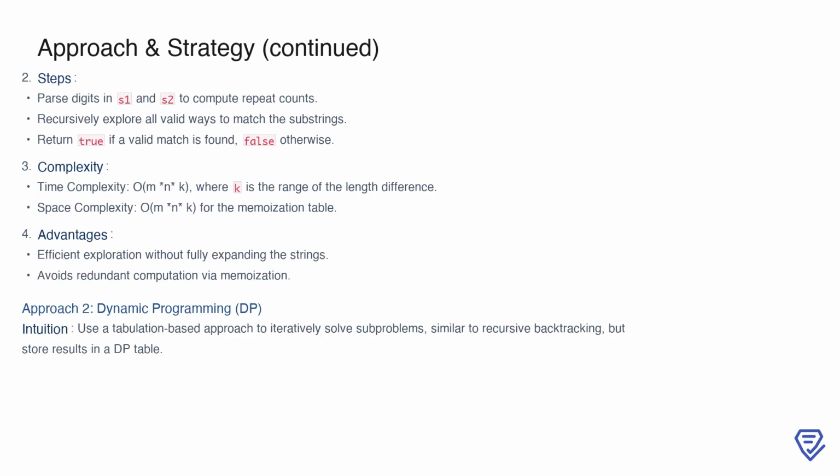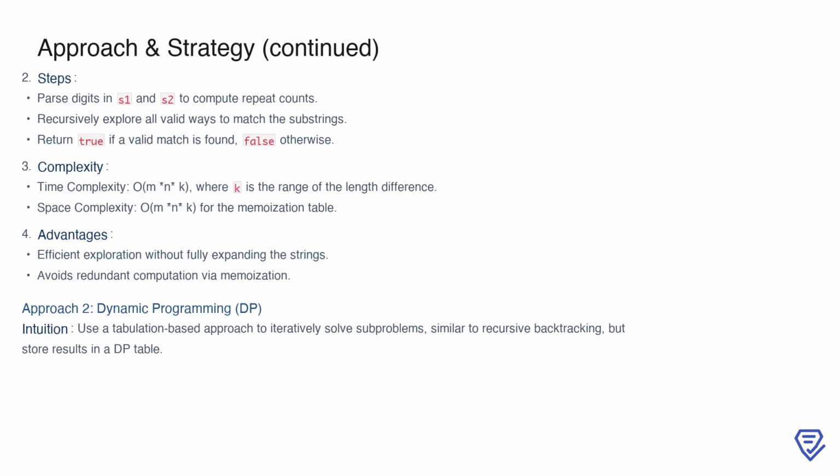The recursive backtracking approach can be broken down into a few key steps. First, we parse the digits in both S1 and S2 to compute their repeat counts. Next, we recursively explore all valid ways to match substrings by expanding digits dynamically during the comparison process. If we find a valid match, we return true, otherwise, we return false.